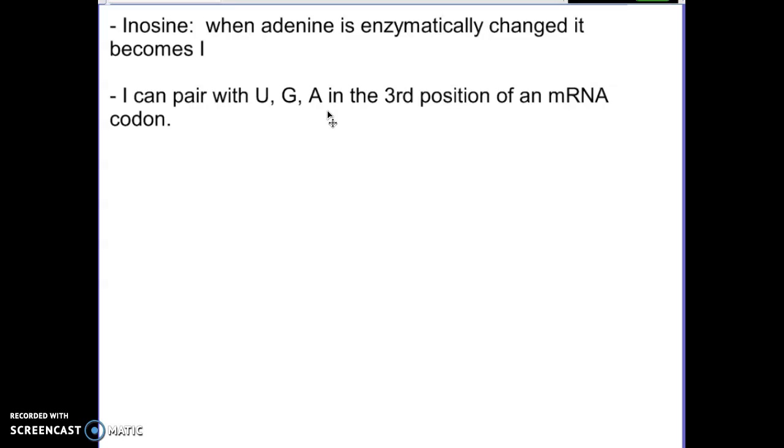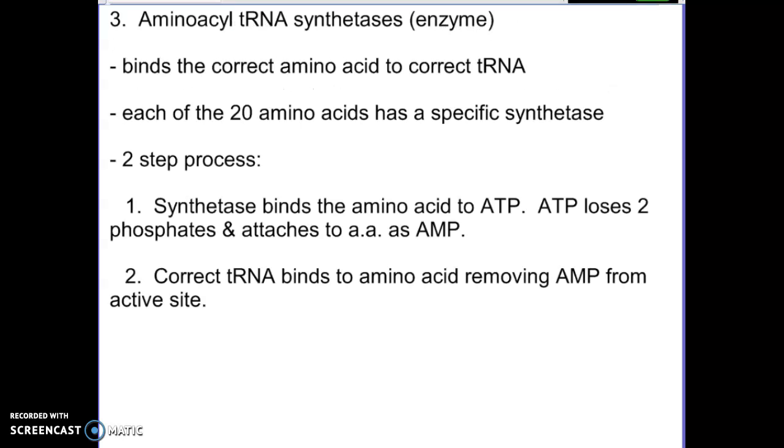Now, why it doesn't pair with the C, I can't tell you that. In fact, I didn't even learn about inosine when I was in biology. I guess it was a new discovery. I have no idea. You know, that was a long time ago, by the way.